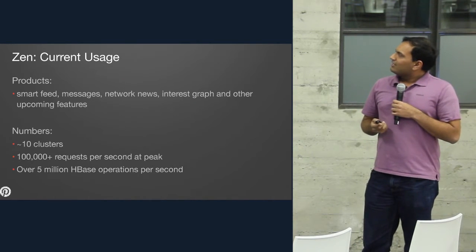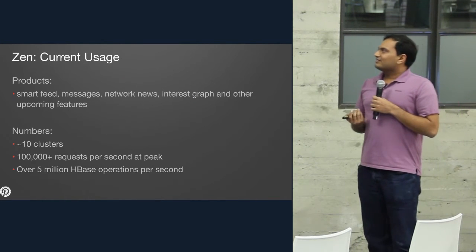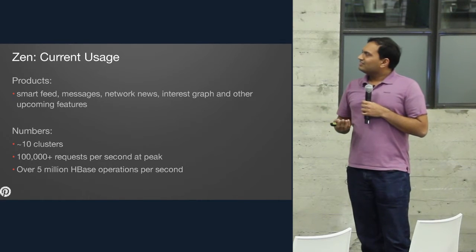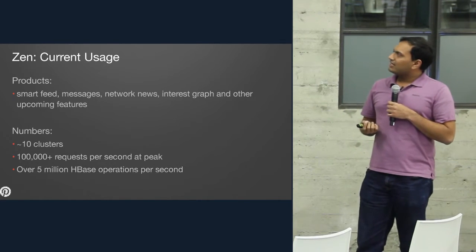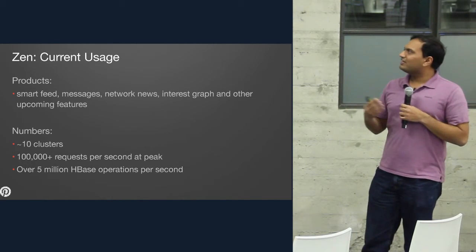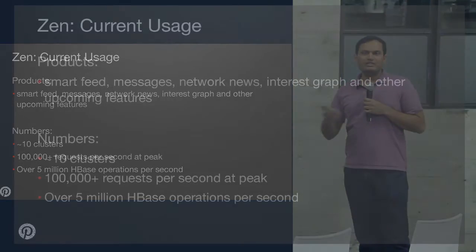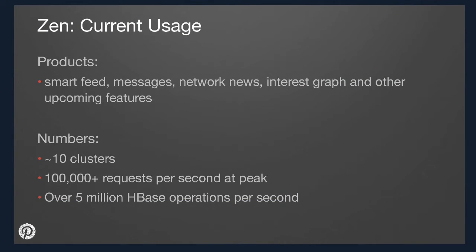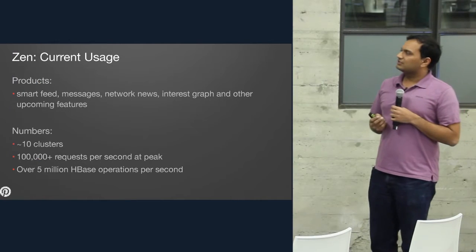And so we built this in fall of 2013, roughly, so about 1.5 years back. And since then, it's worked out pretty well. Almost every large product feature in Pinterest that's been launched since then has used Zen in some fashion. So for example, Smart Feed, which is our current version of our home feed system, Messages, which I talked about, network news, our interest graph is modeled on top of Zen. Several other upcoming features are built on this.